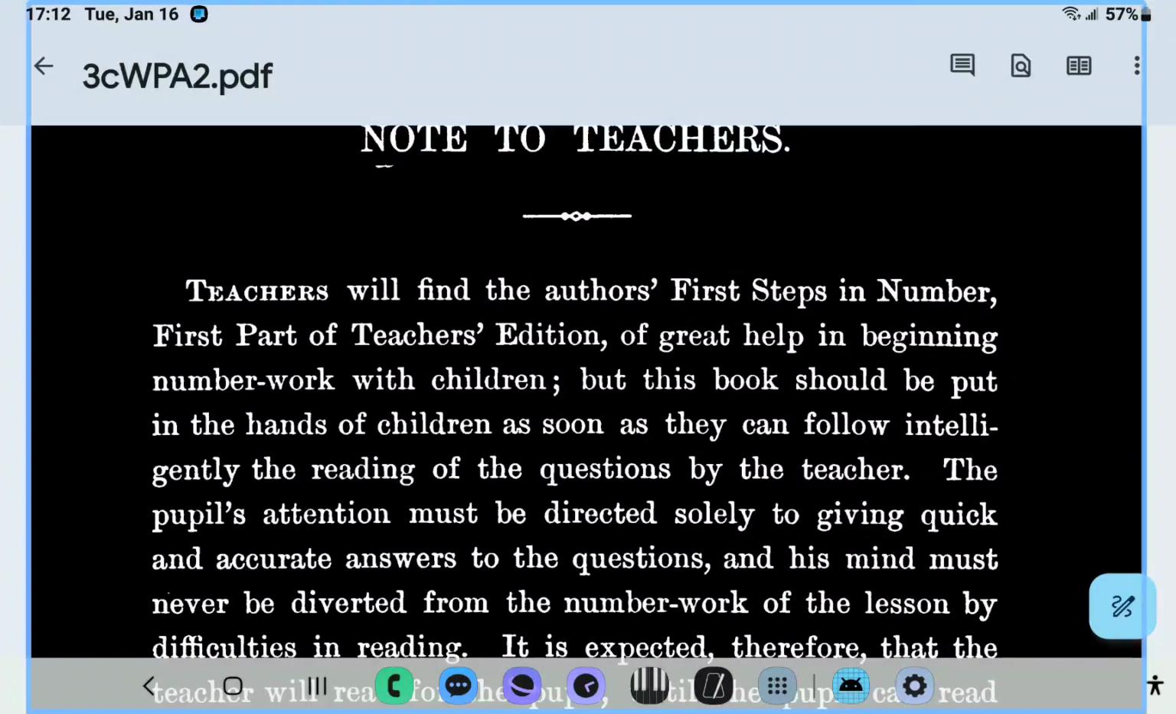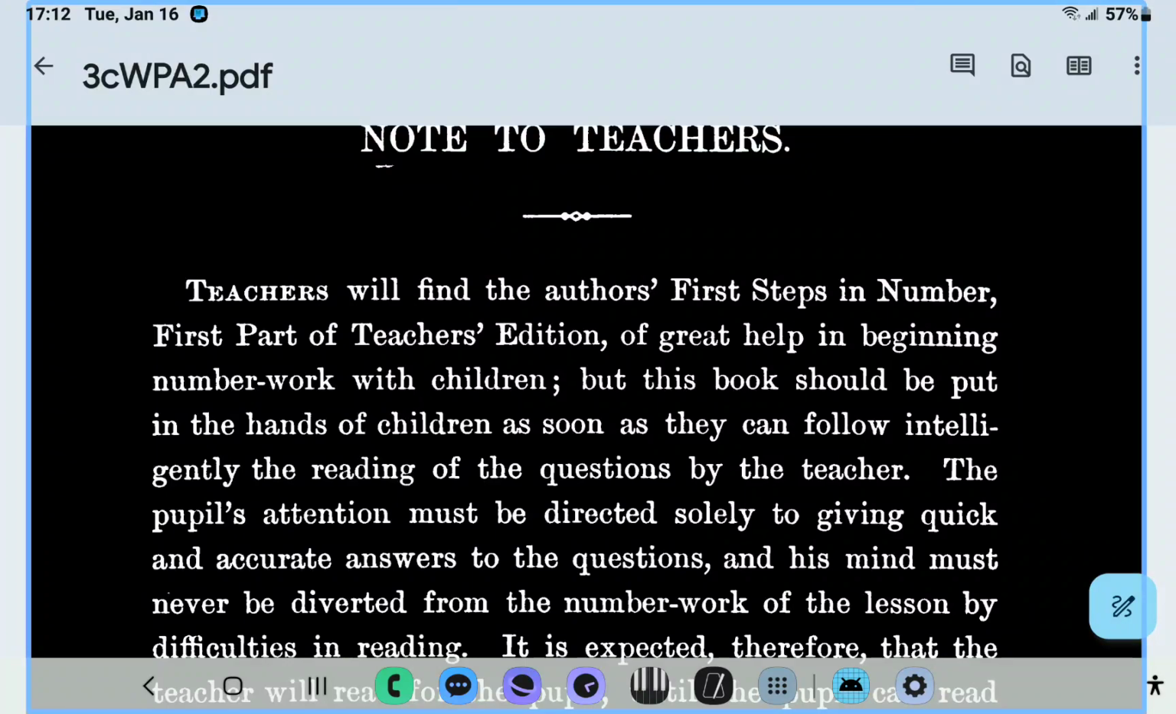Note to teachers. Teachers will find the author's First Steps in Number, first part of teacher's edition, of great help in beginning number work with children, but this book should be put in the hands of children as soon as they can follow intelligently the reading of the questions by the teacher. The pupil's attention must be directed solely to giving quick and accurate answers to the questions, and his mind must never be diverted from the number work of the lesson by difficulties in reading.